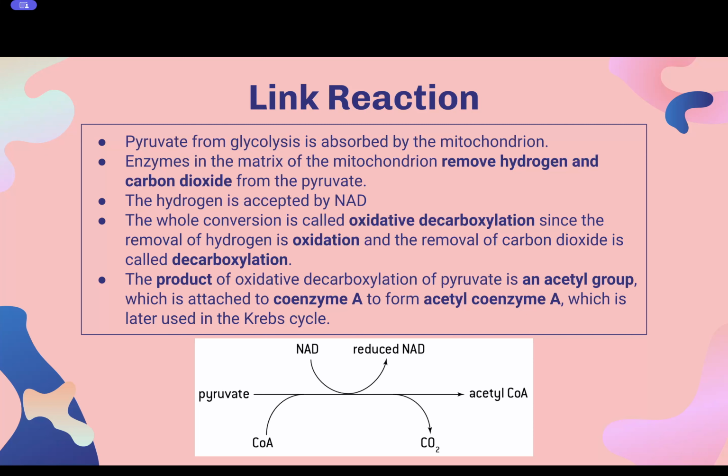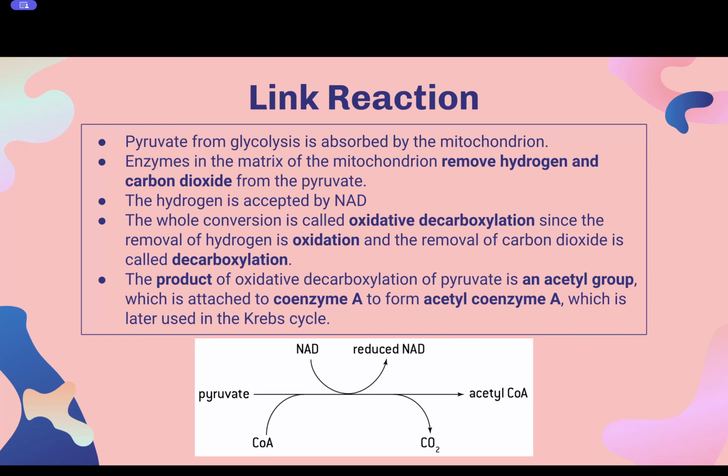It'll take a hydrogen away. And the entire conversion from pyruvate to acetyl group is called oxidative decarboxylation, since you remove hydrogen, which is called oxidation, and you remove carbon dioxide, which is called decarboxylation. So the entire process is called oxidative decarboxylation. The product of oxidative decarboxylation of pyruvate is an acetyl group, which is attached to coenzyme A or CoA to form acetyl coenzyme A or acetyl CoA, which is then used in the Krebs cycle.